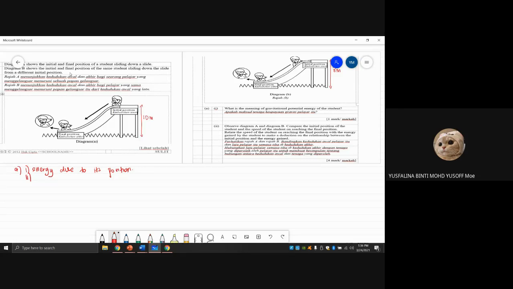So the first one, you have to compare the initial position here. And the second one, you have to compare the speed, right?